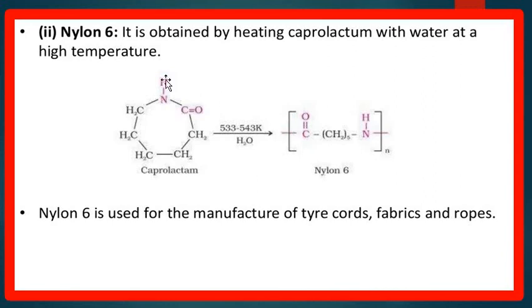Here, this is the molecule of caprolactam, and when the ring is broken down it becomes an open chain compound like this. The bond between NH and CO is broken from here and it gives us nylon 6. The polymer obtained is called nylon 6, named on the basis of the 6 carbon atoms present in the monomer unit. Due to high tensile strength and luster, nylon 6 fibers are used for manufacture of tire cords, fabric and ropes.